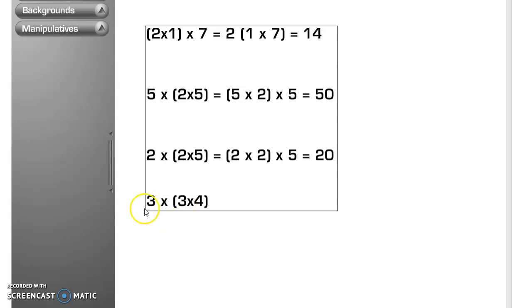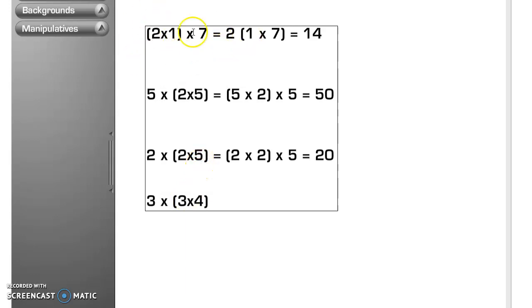So now what I want you to do is I want you to take this 3 times 3 times 4, and I want you to change it so that you're grouping it to make it easier. So you would be grouping the 3's together, and then I want you to multiply them. We know when we're using parentheses that we need to do the parentheses first.